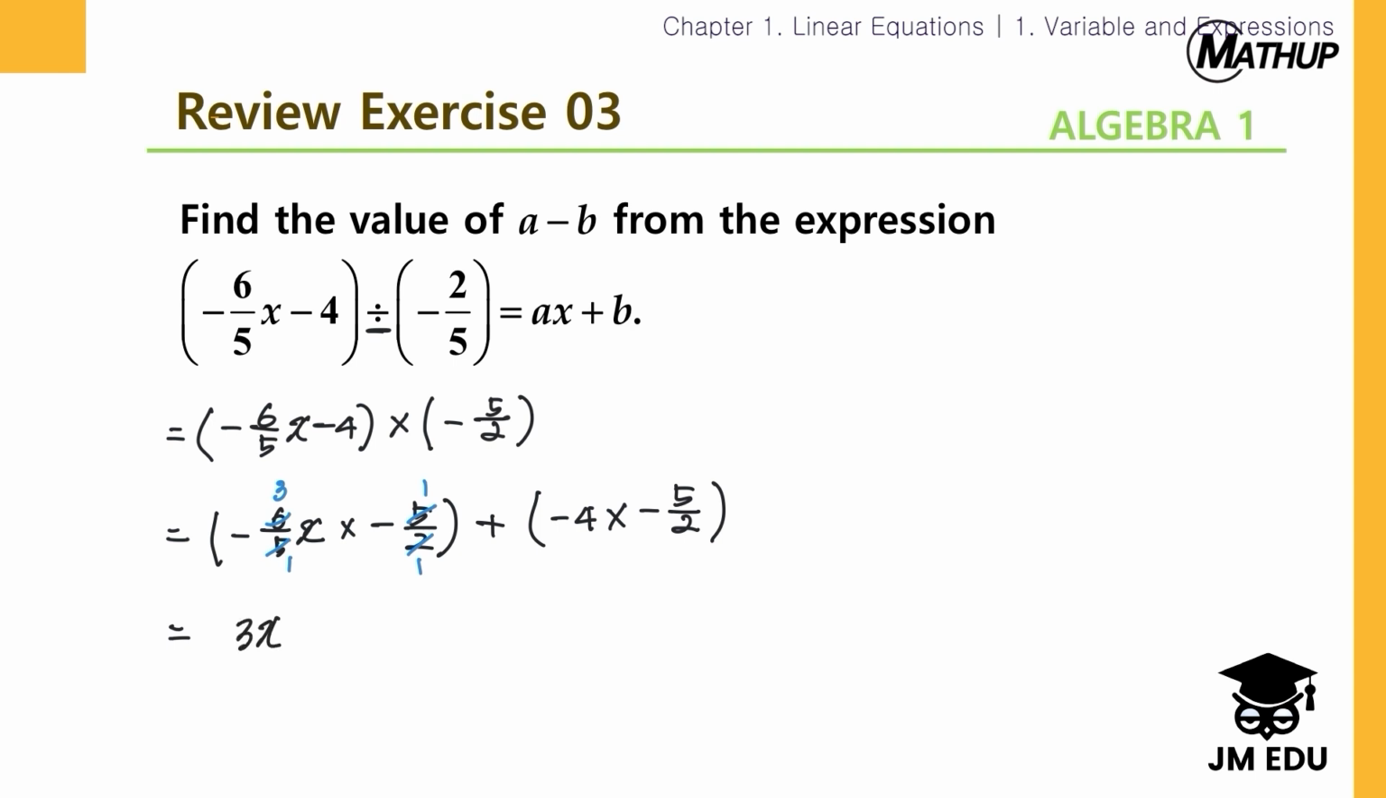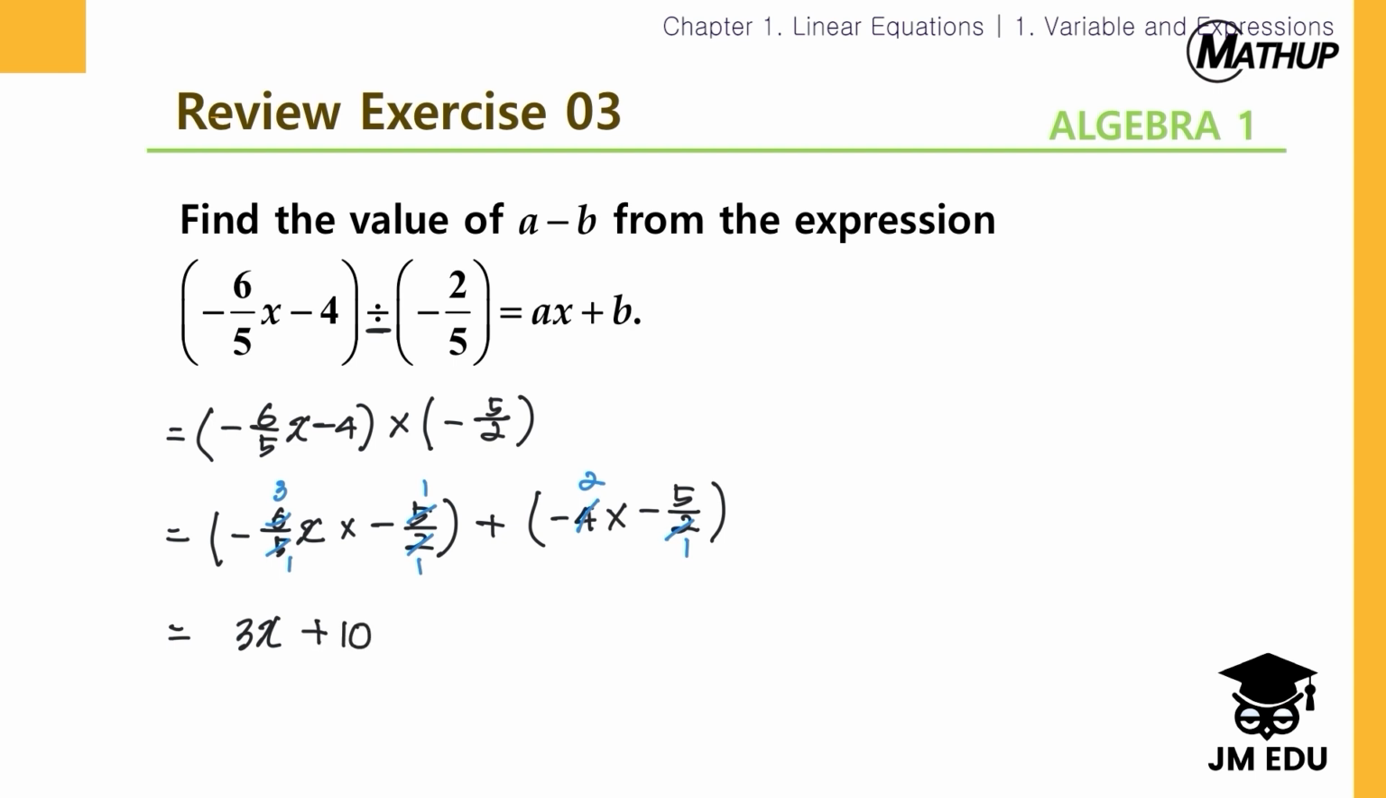Here we have a negative 4 times a negative 5 over 2. 2 times 1 is 2. 2 times 2 is 4. So negative 2 times negative 5, that's negative times negative again. So that becomes positive. So 2 times 5, that's positive 10.